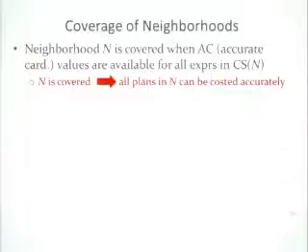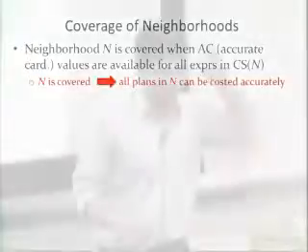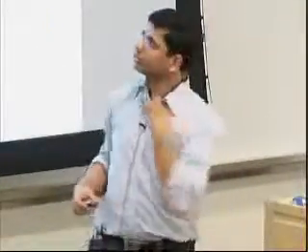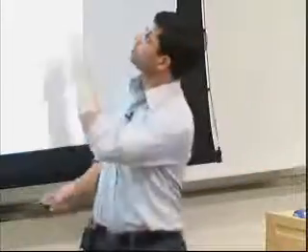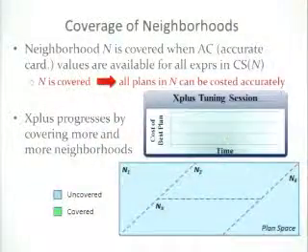So now, why all of these neighborhoods, right? The main reason is the way Xplus makes progress as it's trying to tune the query can be characterized in terms of how it goes about what we call covering neighborhoods. A neighborhood is said to be covered when accurate cardinality values are available for all expressions in its cardinality set. If a neighborhood is covered, then all plans in it can be costed accurately as per the optimizer's cost model, right?